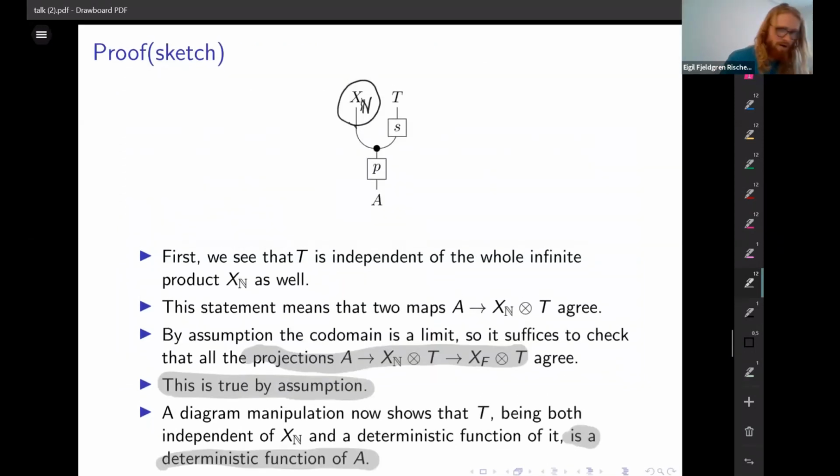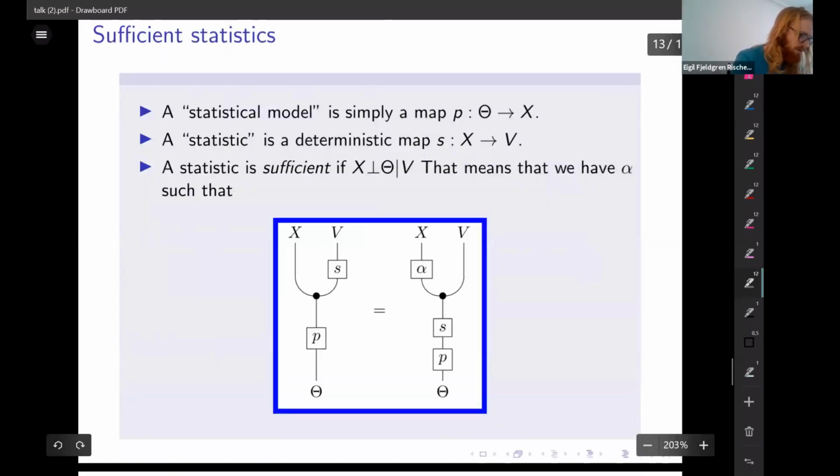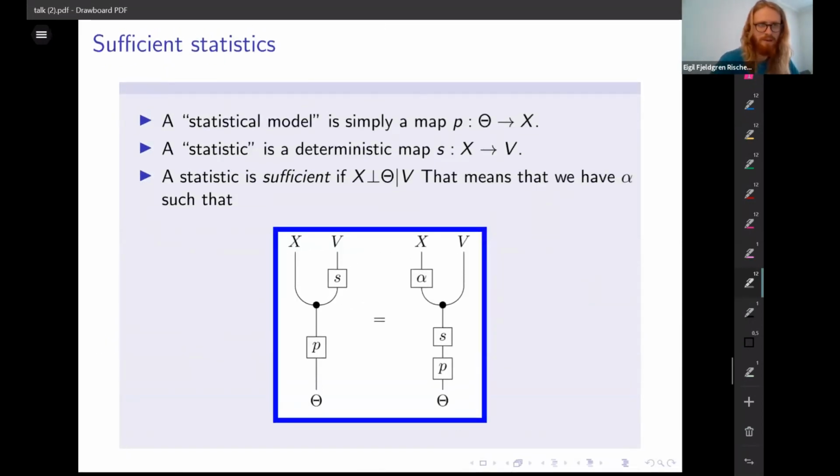Okay, so now let me just go to the final part of the talk, which is maybe a bit less technical. Sorry, this is a little bit simpler. I also won't give a proof here. So this is about sufficient statistics. This is something from statistics.